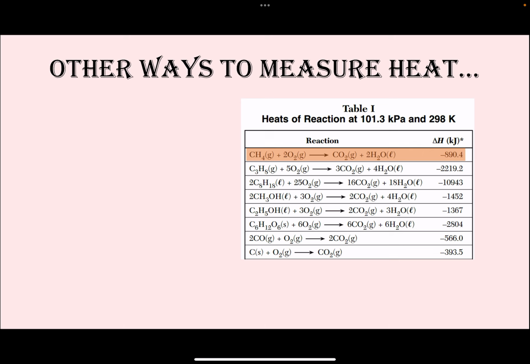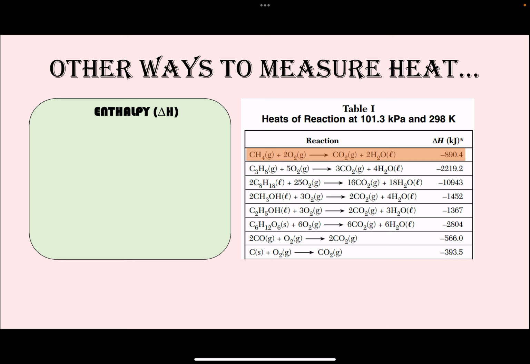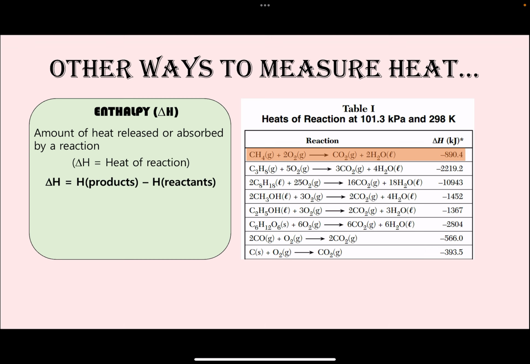So besides using these three equations, we also have some other ways of figuring out if we have an exothermic or an endothermic chemical reaction. Let's say we are only focusing on chemical reactions and not physical changes. If you look at Table I, this table gives you something that we call enthalpy. Enthalpy is the change in the heat of the reaction. This tells you if heat was absorbed or released by the system. The equation for enthalpy is the heat of products minus the heat of reactants.